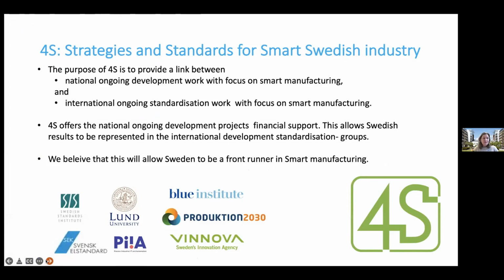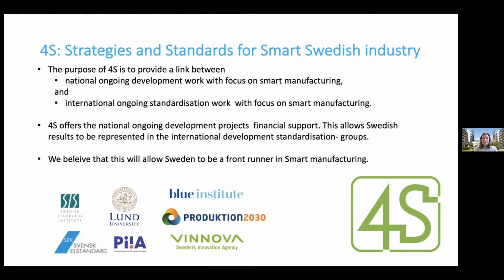And the name of that project was Strategies and Standards for Smart Swedish Industry. The purpose of that was to provide a link between, on one side, all of this national ongoing development work that is bubbling in Sweden and that has a focus on smart manufacturing, and on the other side, the international ongoing standardization development work with a focus on smart manufacturing. So super important to have new standards in these times of technological shifts, and there is a lot of very good work done in Sweden. So could we provide a link so that we can learn from others, but also learn how we are doing and how we are seeing things.